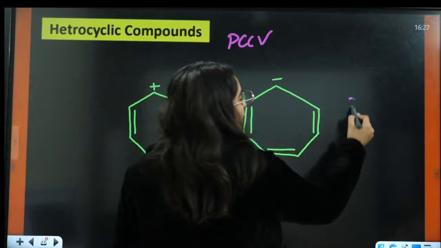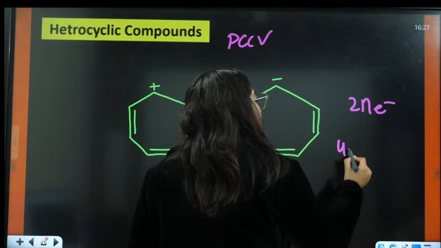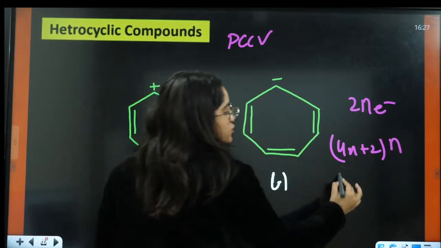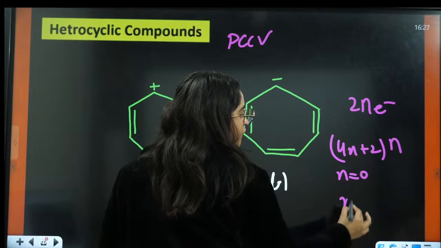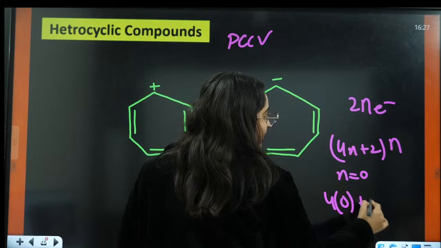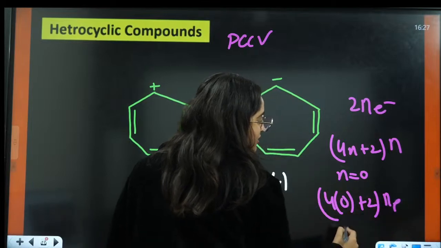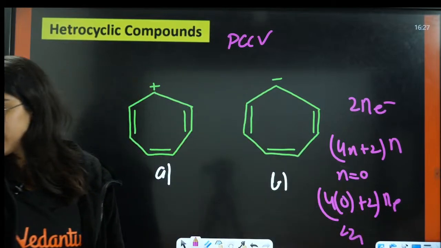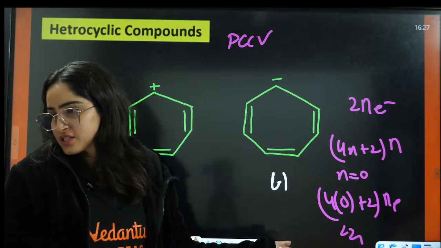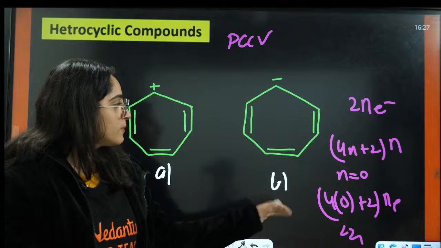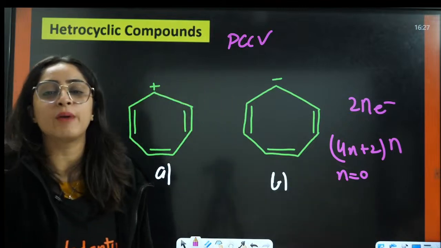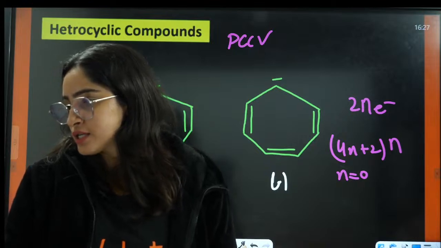If you have 2 pi electrons, then 4n plus 2 pi electrons, right? If you put n is equal to 0 here, then you have 4 into 0. This is math. 2 pi electrons. Then it is 2 pi electrons. Is this clear to you? Just put n is equal to 0 and you will have 2 pi electrons for aromatic. Right? Understood?